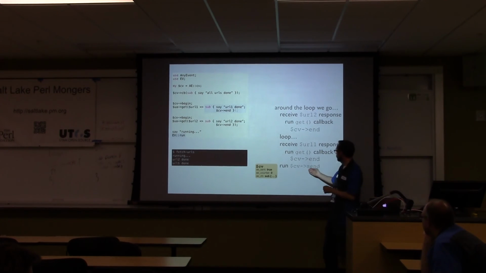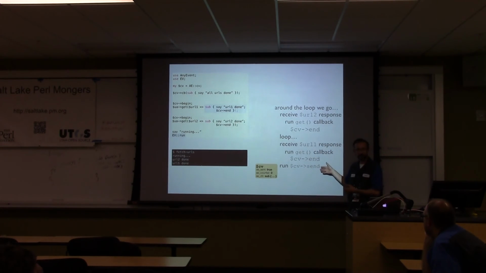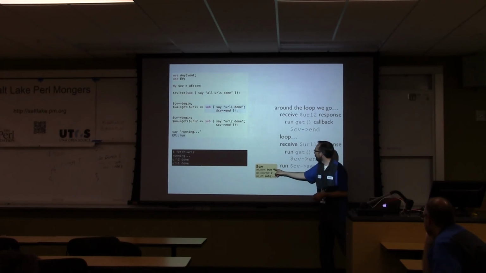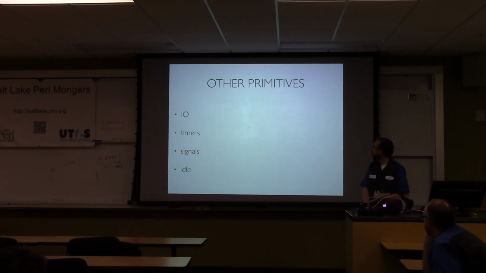When it gets to 0, we invoke CVSend, which sets sent to true because we're not sending an actual value. There's no value to send. It's not meaningful in this case. Sent is set to true, and then the callback gets to fire here, and so we say all URLs are done. That is pretty much it for condition variables.